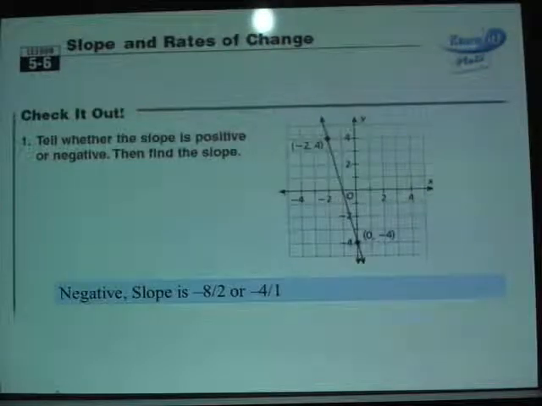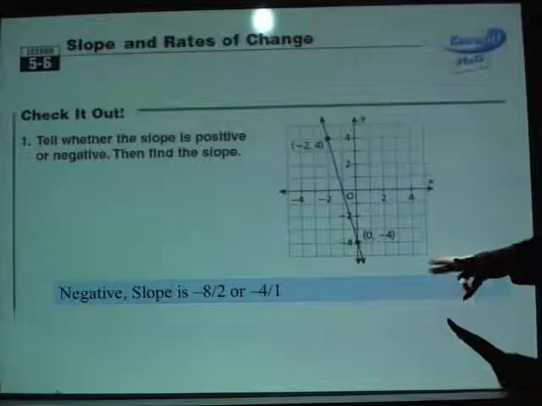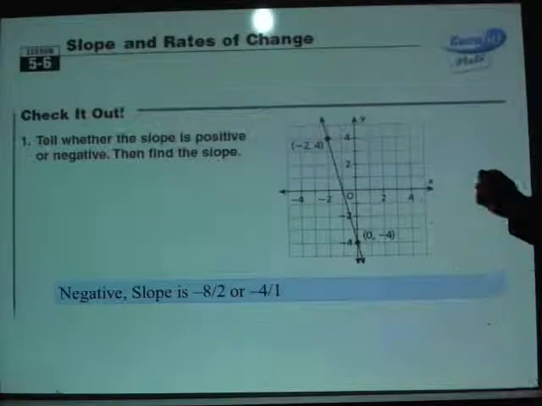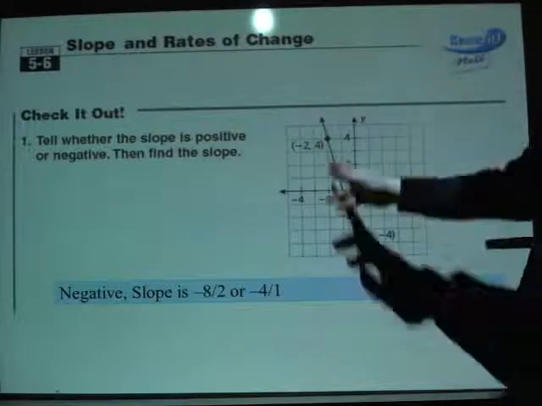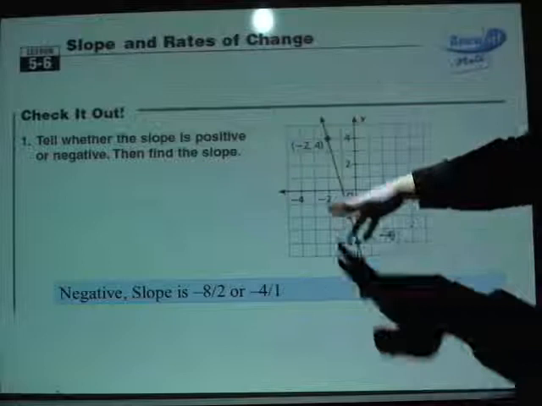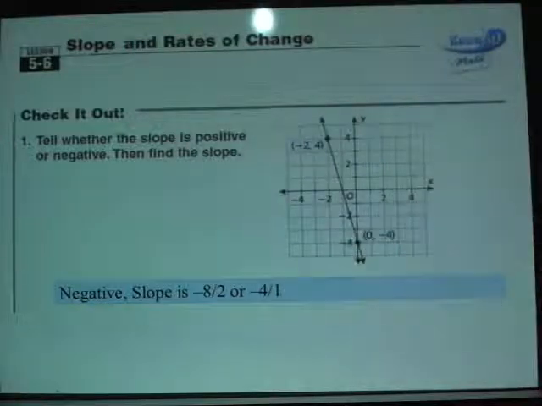All right, so number 1 here, tell whether the slope is positive or negative and then find the slope. So this line points down from left to right, so hopefully you're yelling at the screen right now, negative, negative, negative. That's good. Anytime the line points down from left to right, the slope is negative. Then I have to find the slope. The slope is how much something changes in terms of its y values versus how much it changes in terms of its x values.